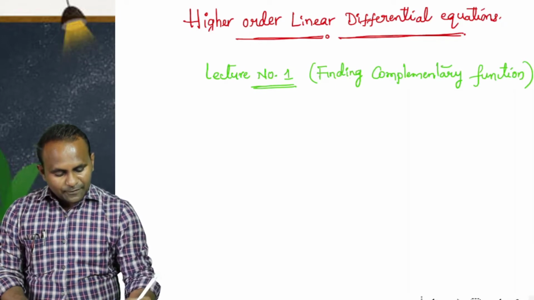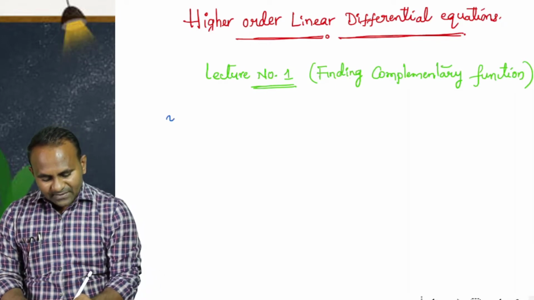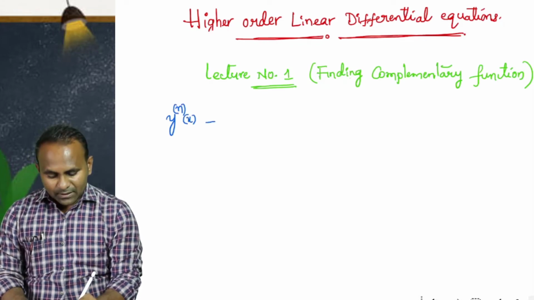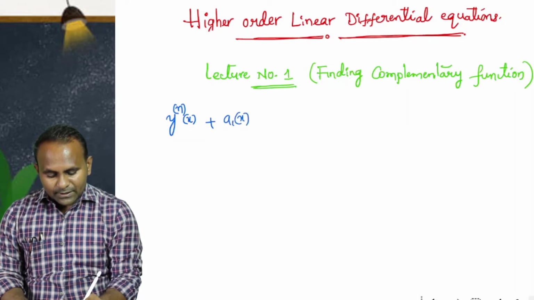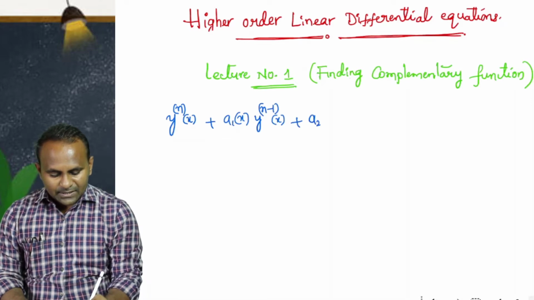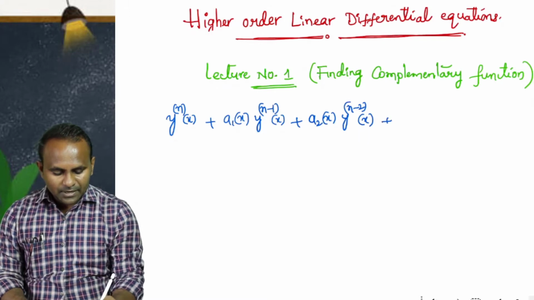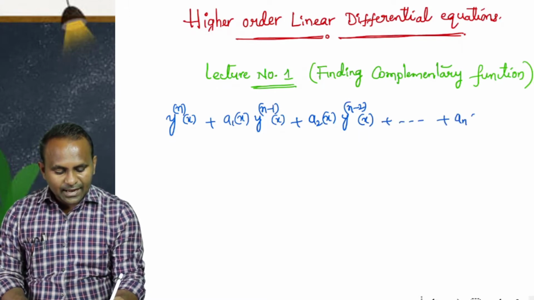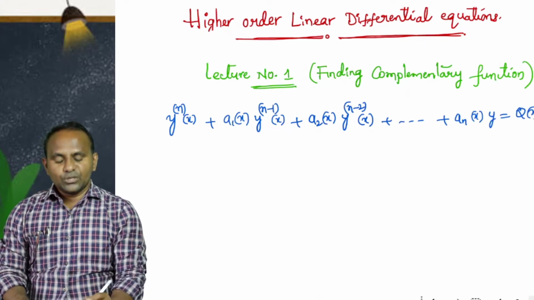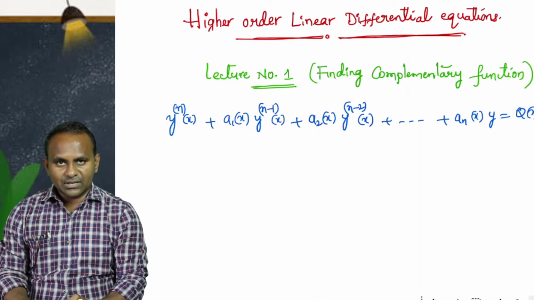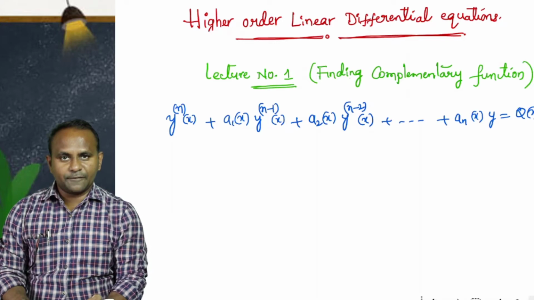So your differential equation is of the form nth derivative of y with respect to x plus a function a1 of x into the n minus 1th derivative of y, plus a2 of x into the n minus 2nd derivative of y with respect to x, plus and so on, plus an of x into y is equal to q of x. This differential equation is of course nth order, because the nth derivative is the highest derivative. I can say this is a higher order differential equation.